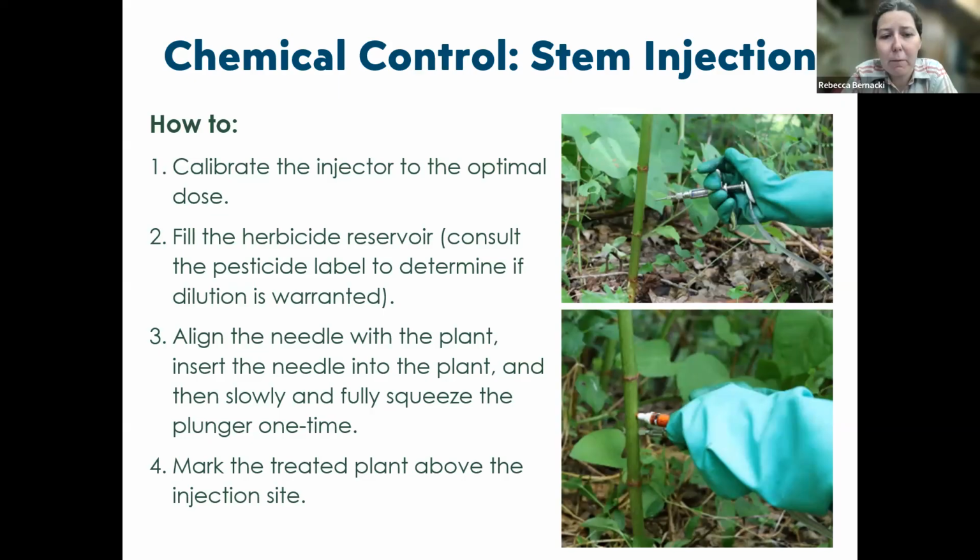Then we're going to mark the treated plant above the injection site so that we know that we've treated it. We do that above the injection site because sometimes a little bit of that herbicide will dribble out and it can obscure our mark if we do it below the site.